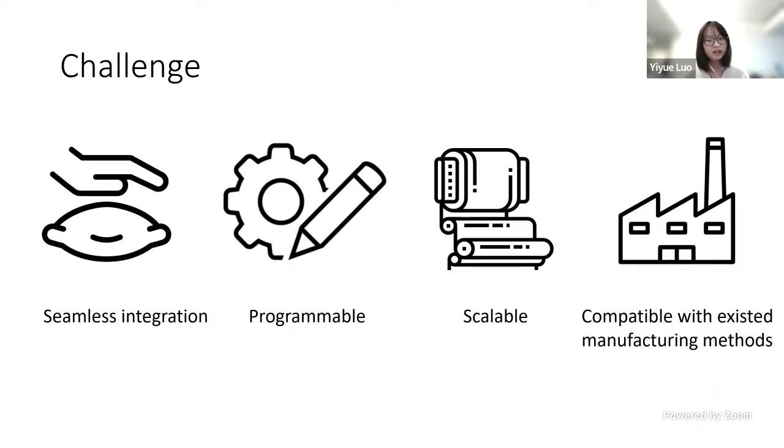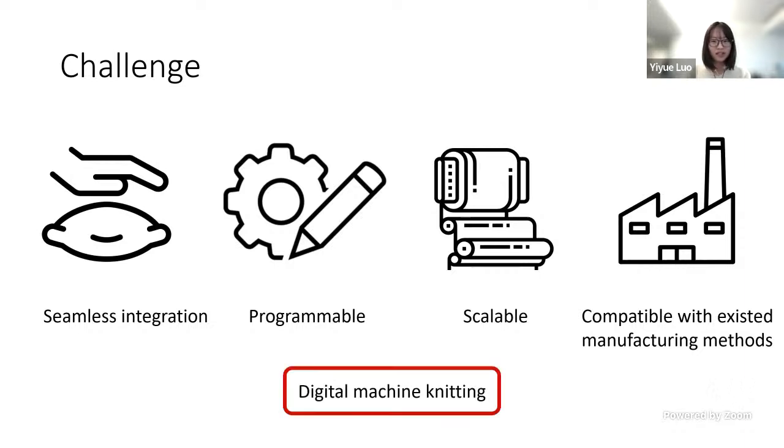And the integration should ideally be scalable as well, meaning that the functionality can not only be integrated into a small sample patch, but should also be able to be integrated into full-size garments like sweaters or even larger scale fabrics like furniture coverings or carpets. Also, given the long-established textile manufacturing market, it is important to have the functionality integration process compatible with the currently existing textile manufacturing methods for broader applications. And so digital machine knitting comes into the picture for all of these challenges.